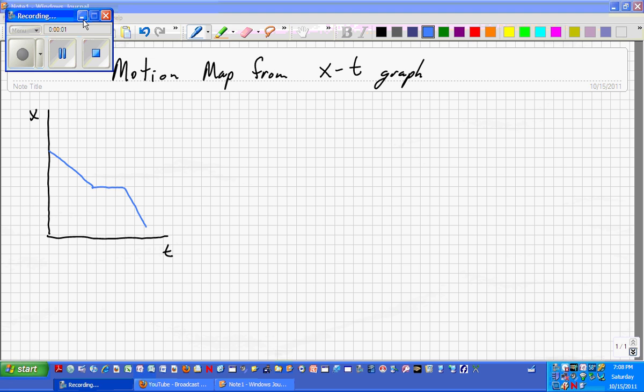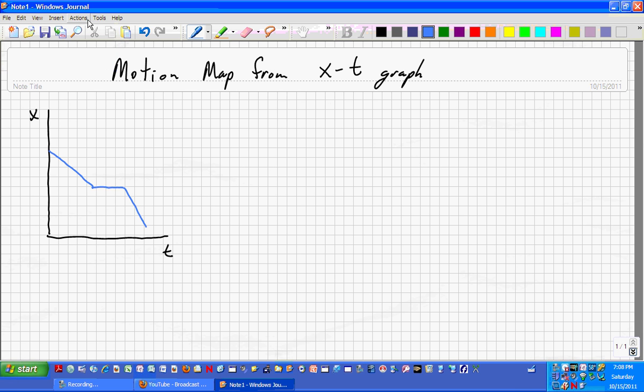Want to continue on with motion maps. What we want to do here is get a motion map from a position time graph. We talked about in class the 4 ways that you can represent motion. Those 4 ways to represent motion are position time graphs, words, which is the obvious one that everyone forgets, velocity time graphs, and then motion maps.